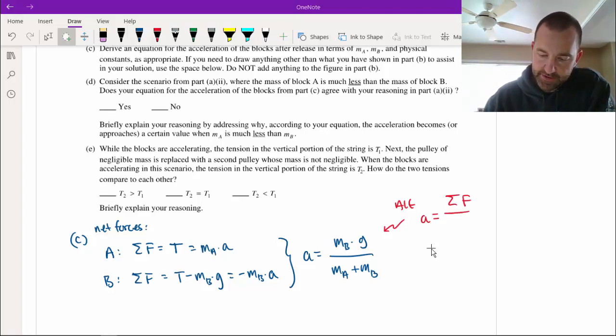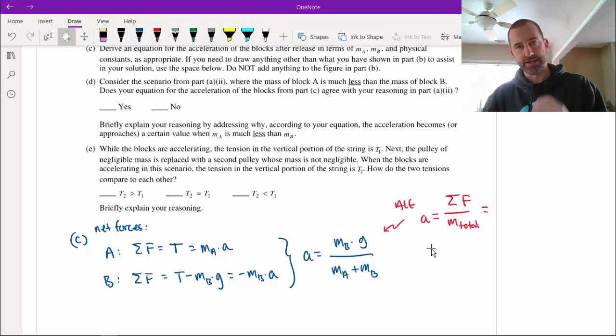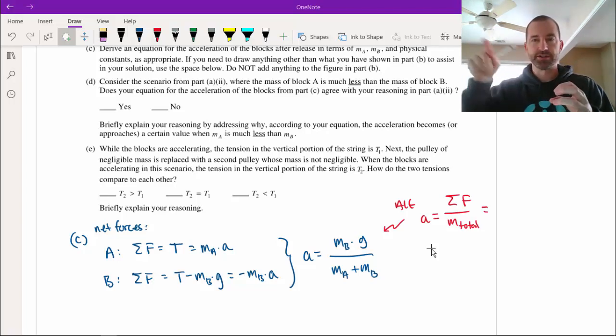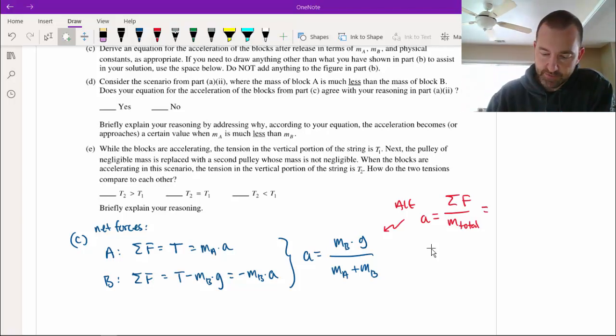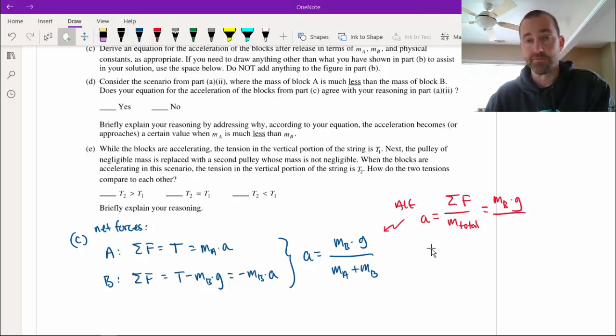And then we would divide that by the total mass that's actually in motion. And in this case, we've got the weight force pulling down on m_B, but there's no friction on top. So the net force trying to drive the motion is just m_B times g. And the total mass that's in motion is the two things that are there. So m_A plus m_B. And if you look, that's the same exact result. So a couple of different ways of looking at that.